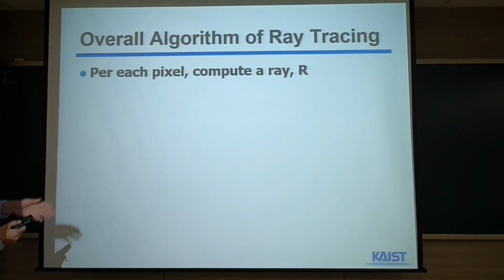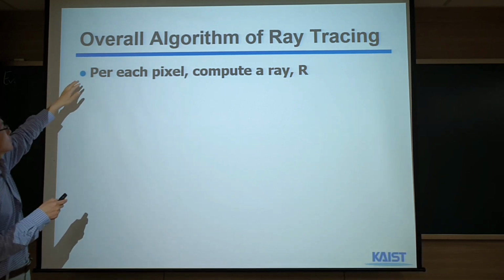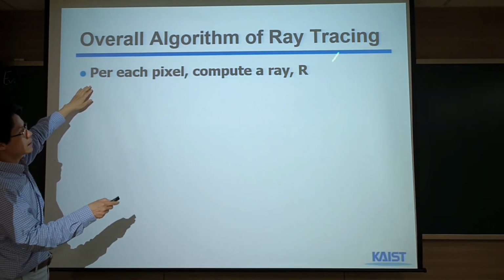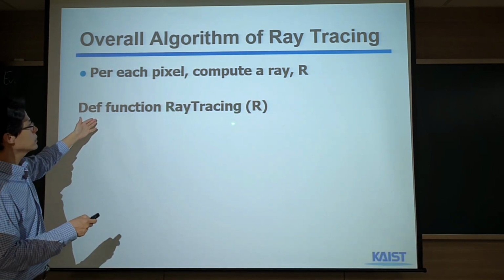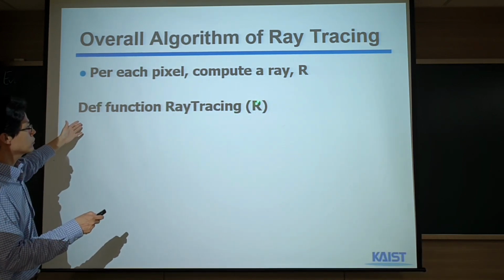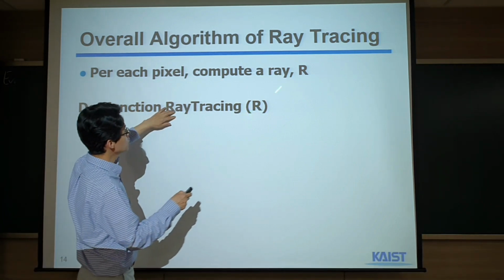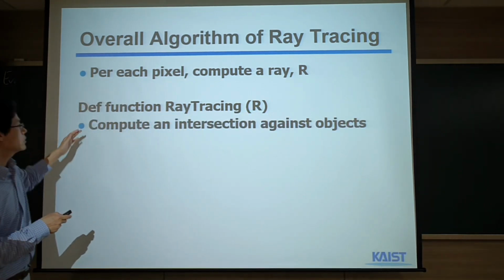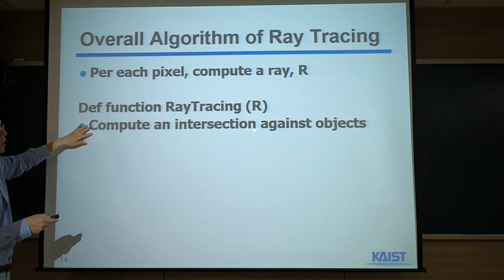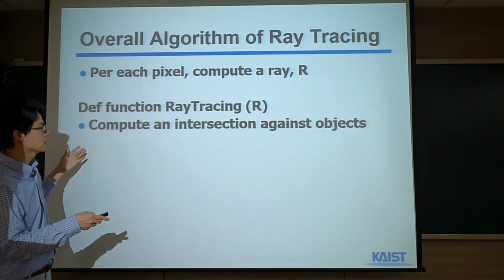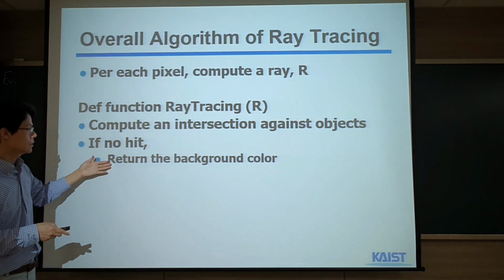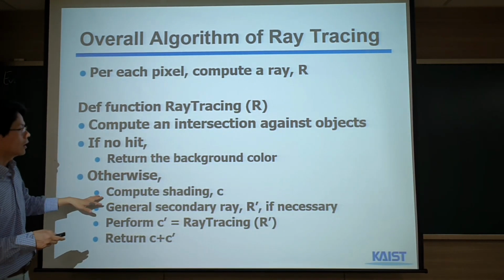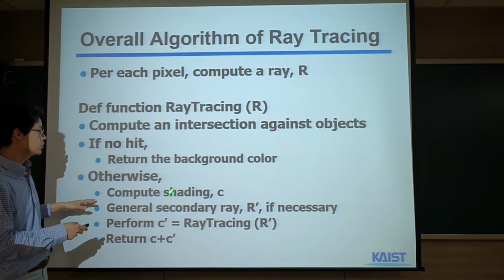This is the overall structure, the overall algorithm of ray tracing. For each pixel, we compute the ray, let's say R, and then we perform the ray tracing. This is the ray tracing function. We call the ray tracing function with this ray, and first we need to compute the intersection between this ray and the objects. If there's no hit, then we return the background color. Otherwise, at that hit point, we need to evaluate the shading.